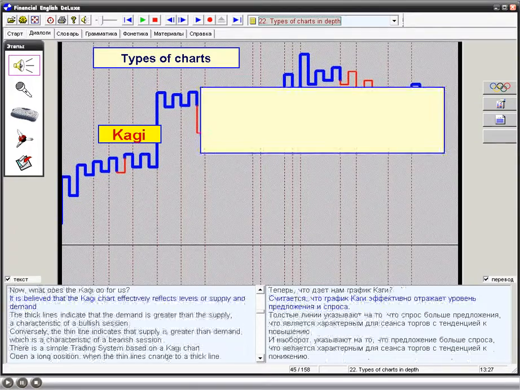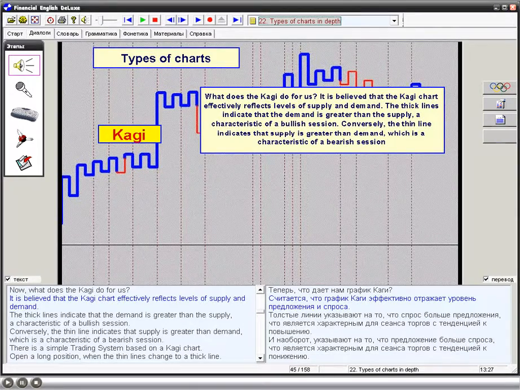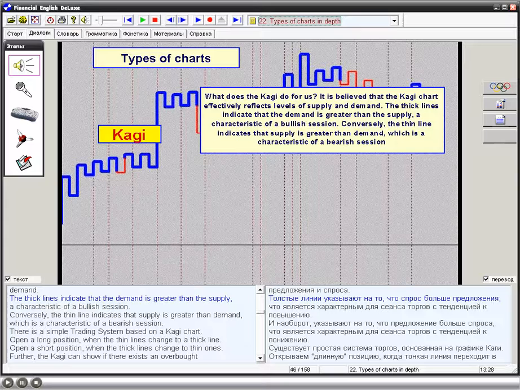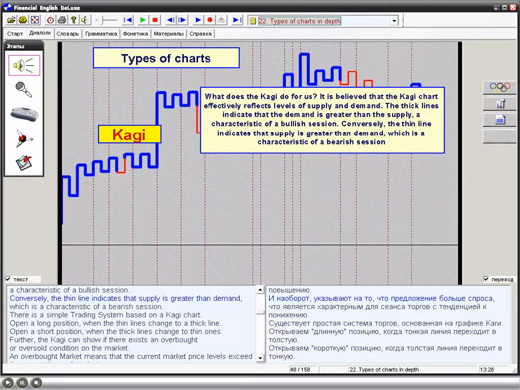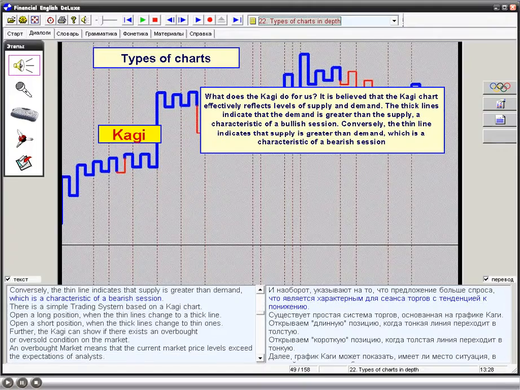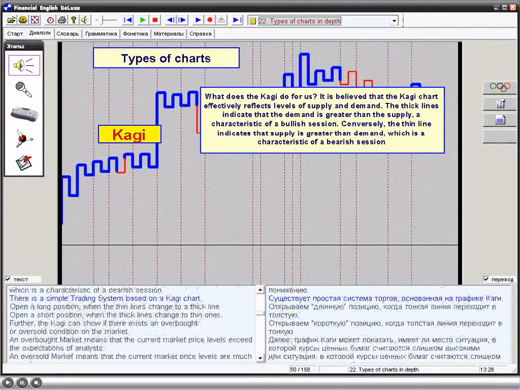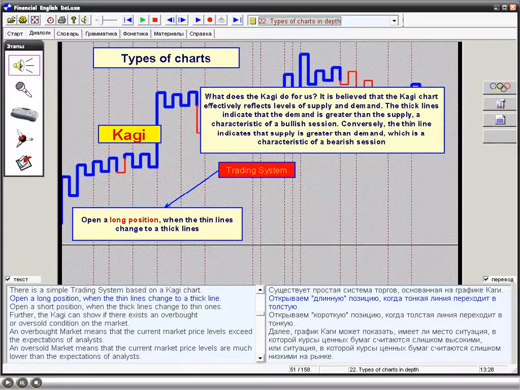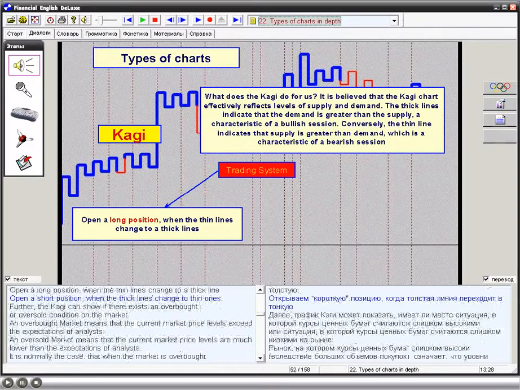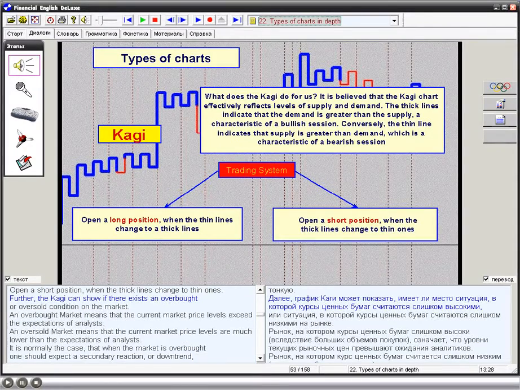Now, what does the kagi do for us? Well, it's believed that the kagi chart effectively reflects the levels of supply and demand. The thick lines indicate that the demand is greater than the supply, a characteristic of a bullish session. Conversely, the thin line indicates that the supply is greater than demand, which is a characteristic of a bearish session. There is a simple trading system based on the kagi chart. Open a long position when the thin lines change to a thick line. Open a short position when the thick lines change to thin ones.